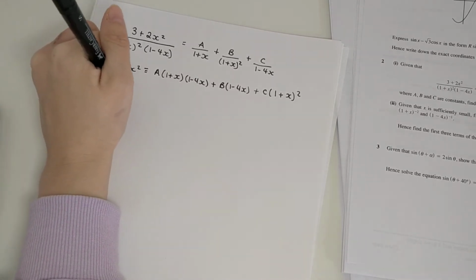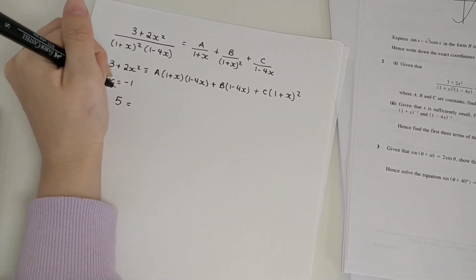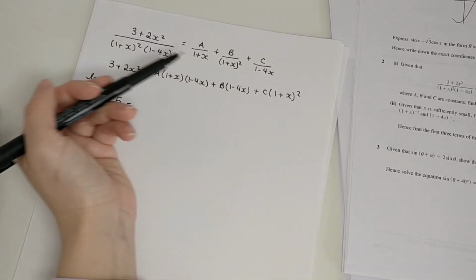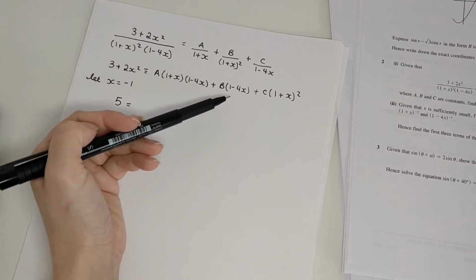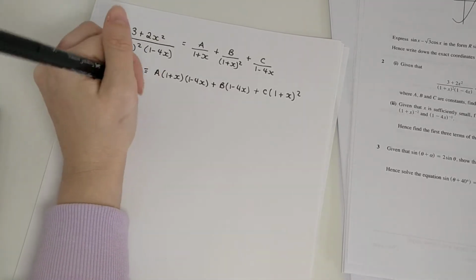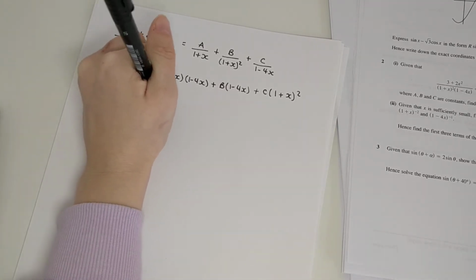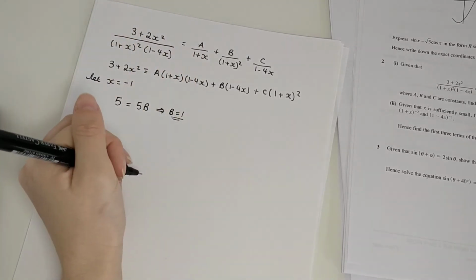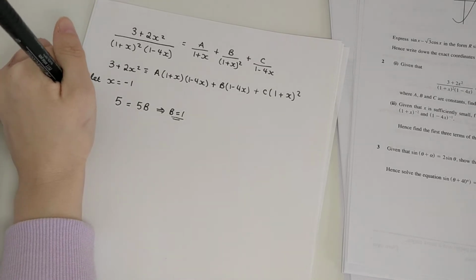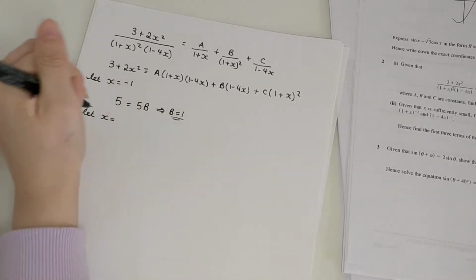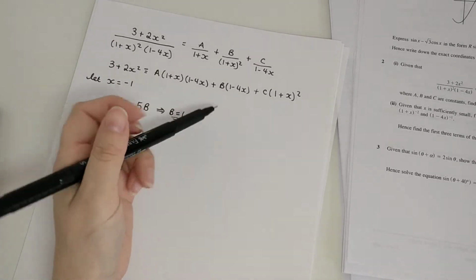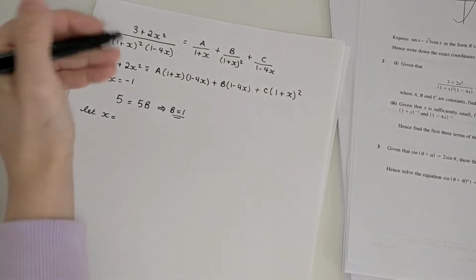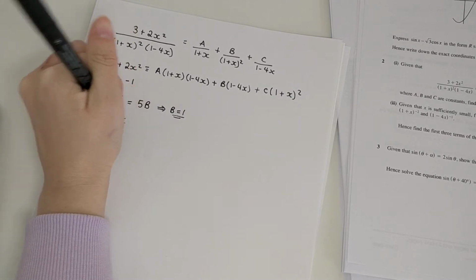Put that into that. We're going to get 5 equals, that's going to disappear. That's going to disappear. This is going to give us 1 minus minus 4 is 5, 5b. So b is 1. And then let's say let x equal, what makes this disappear? A quarter? Yeah, x equals a quarter.